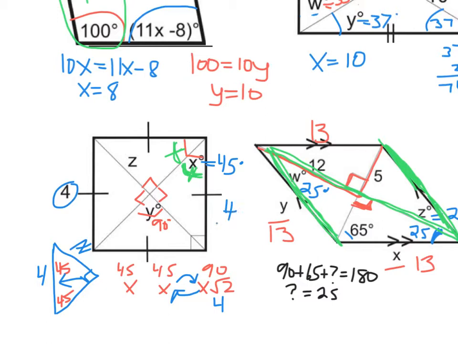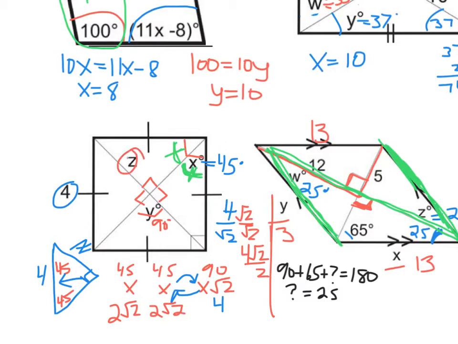So 4 divided by square root of 2. We need to rationalize. And when I rationalize that, we are going to get square root of 2 over square root of 2. So 4 root 2 over 2, which would be just 2 square root 2. So z is equal to 2 root 2.